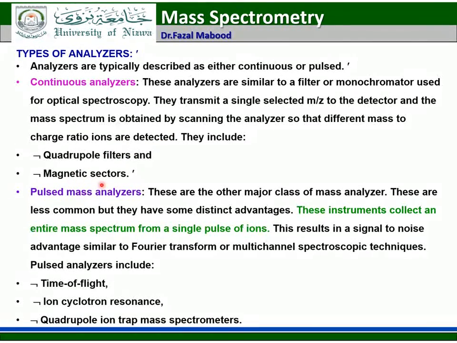Pulse mass analyzers are the other major class of mass analyzer. These are less common, but they have some distinct advantages. These instruments collect an entire mass spectrum from a single pulse of ions. This results in a signal to noise advantage similar to Fourier transform or multi-channel spectroscopic techniques. Pulse analyzers include time of flight, ion cyclotron resonance, and quadrupole ion trap mass spectrometers.